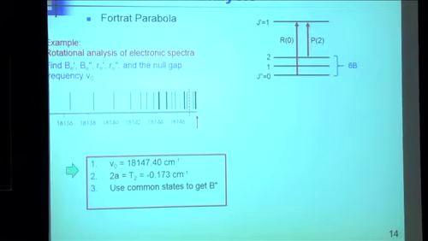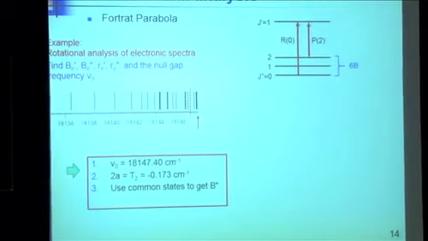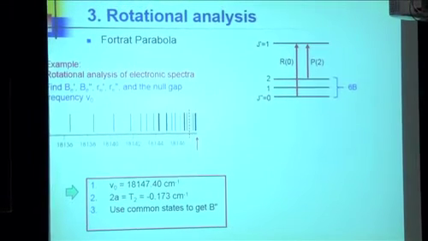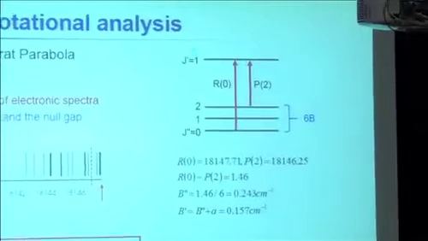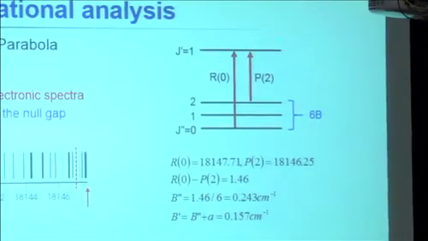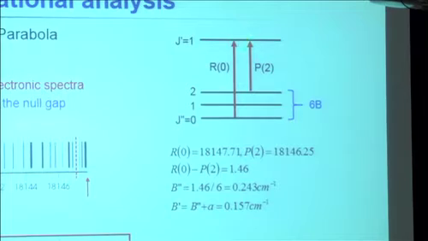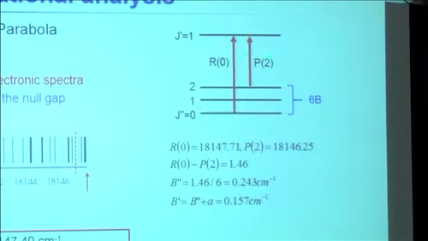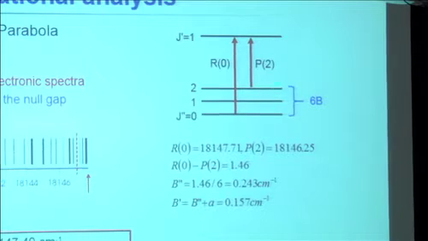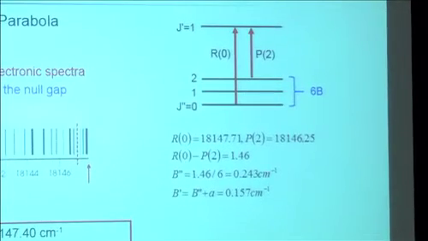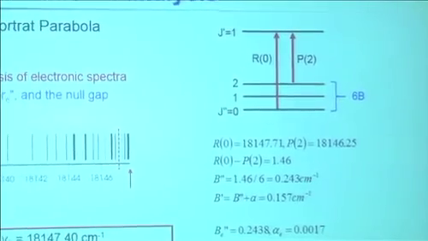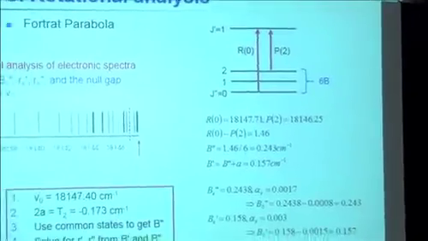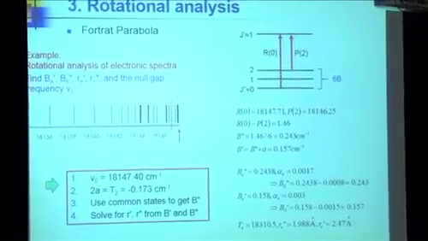If you've identified the lines so that you know the J's, you also can use my other trick of common states. So what does common state mean? I find the transitions which both end in the same J. So let's pick J prime of 1. The two possibilities are P of 2 and R of 0. They both end up at the same place. If I take the energies of those two colors and take the difference, that's 6B. So I've just determined B. That would be B double prime. And you can do the same thing for upper states and lower states. So rotational analysis is all about finding B's.